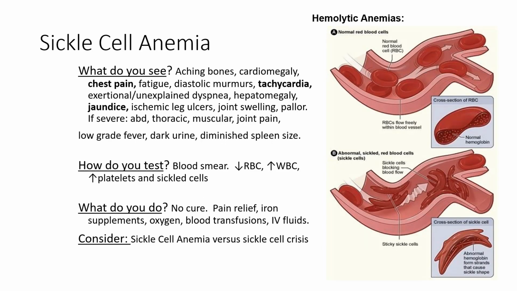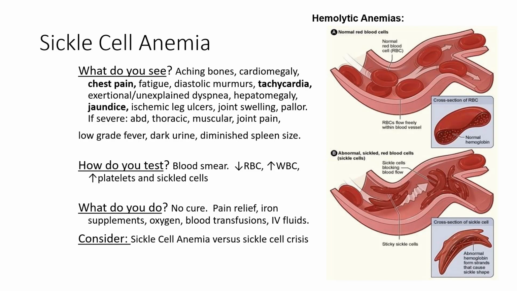So again, here's a picture of the classic sickling that causes occlusion in an artery, which leads to the ischemic crises that these patients succumb to. And so you can see that they can actually develop cardiomegaly, chest pain, tachycardia, jaundice from the premature breakdown of these cells, ischemic leg ulcers, etc.